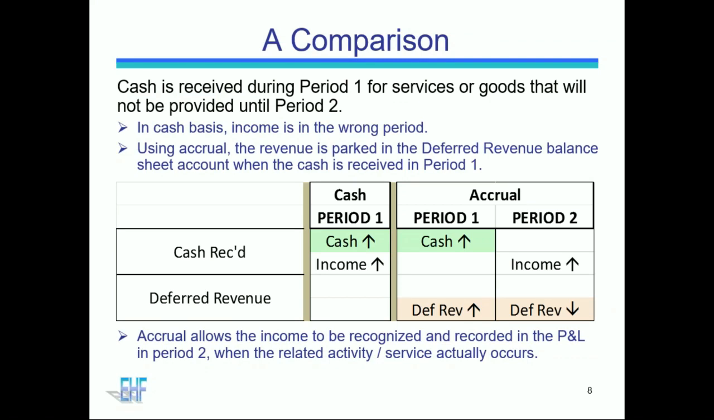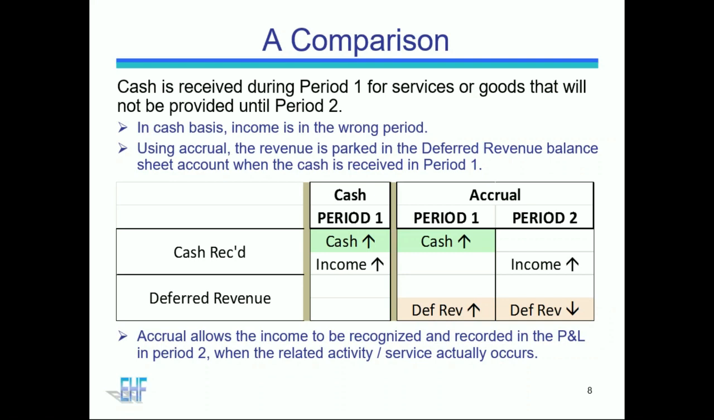Here is a comparison showing what happens in cash accounting versus accrual accounting. In this sample, cash is received during period 1 for services or goods that won't be provided until period 2. In cash basis, you can see the income is in the wrong period. The cash was received in period 1, the income was for period 2, but in cash accounting, the income is counted right when the cash comes in.